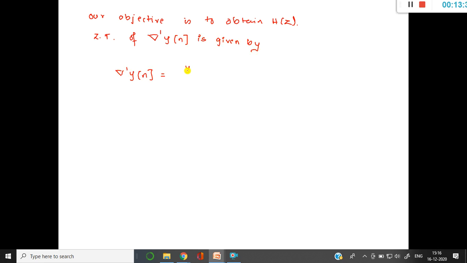Basically this is nothing but y of n minus y of n minus 1, right? This is how. And if I take the sampling time, then this is 1 by T. So now what is to be done? I need to obtain the z transform of this. So on the left hand side, a z transform of this. There, let me write ZT here. Okay, ZT.